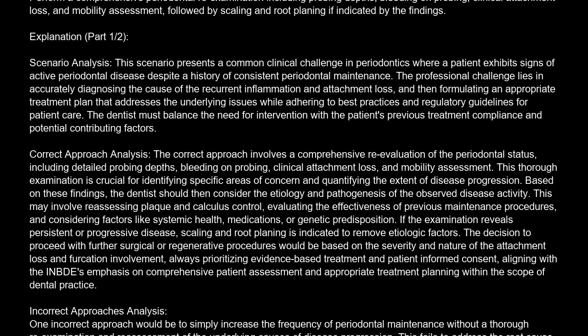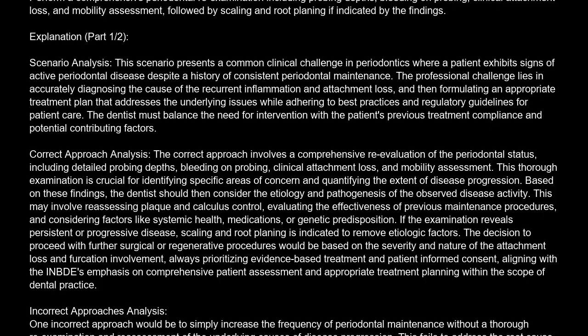Explanation. Scenario analysis. This scenario presents a common clinical challenge in periodontics where a patient exhibits signs of active periodontal disease despite a history of consistent periodontal maintenance. The professional challenge lies in accurately diagnosing the cause of the recurrent inflammation and attachment loss, and then formulating an appropriate treatment plan that addresses the underlying issues while adhering to best practices and regulatory guidelines for patient care. The dentist must balance the need for intervention with the patient's previous treatment compliance and potential contributing factors.